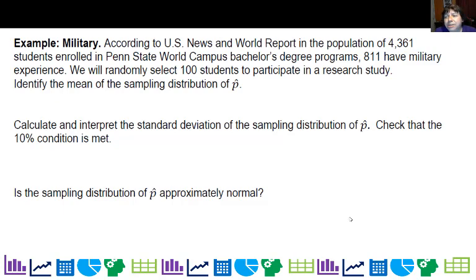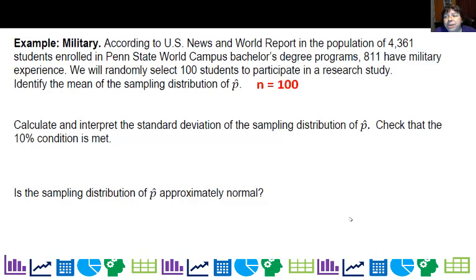So let's take a look at an example. According to the U.S. News and World Report, in the population of 4,361 students enrolled in Penn State World Campus bachelor's degree programs, 811 have military experience. We're going to take a sample of 100 randomly selected students. So what is the mean of the sampling distribution of p hat? I should say that p hat is the proportion of students that have military experience.